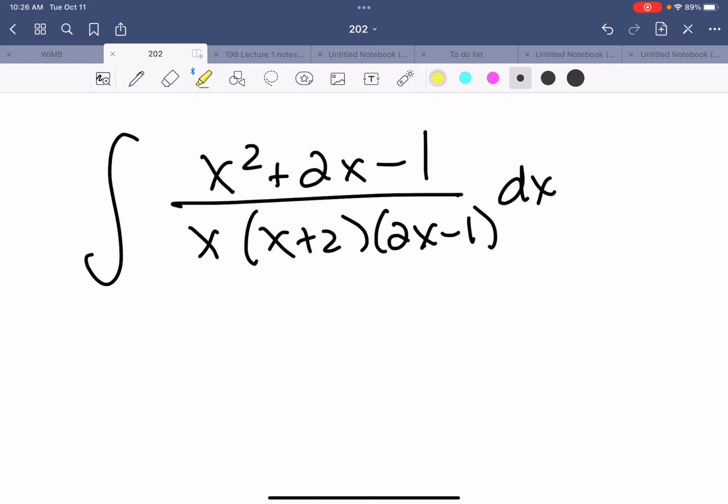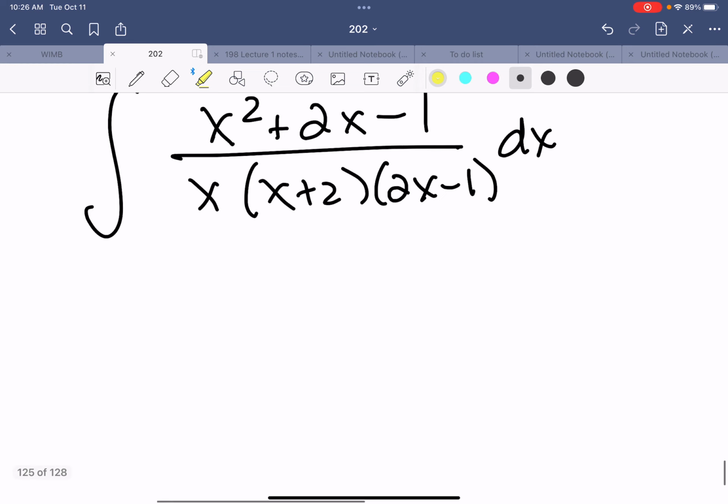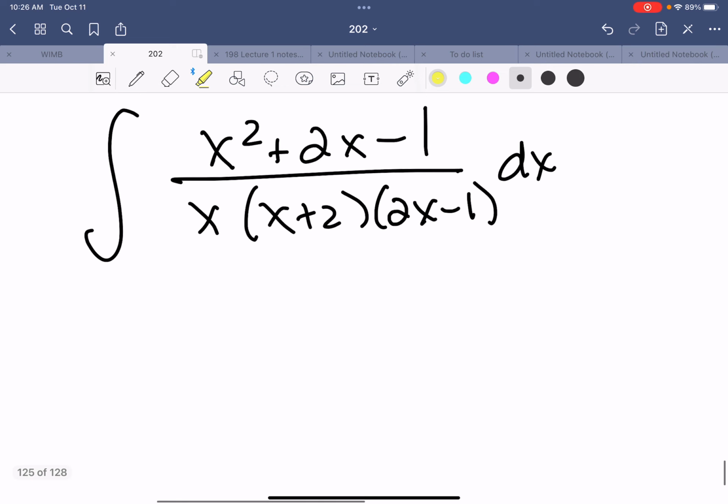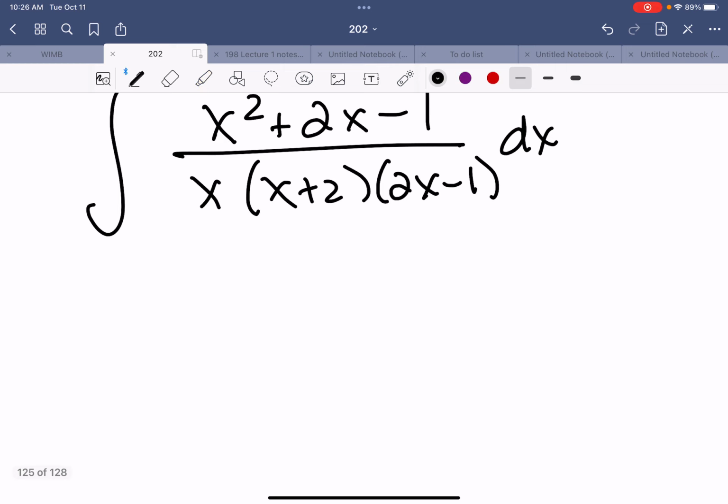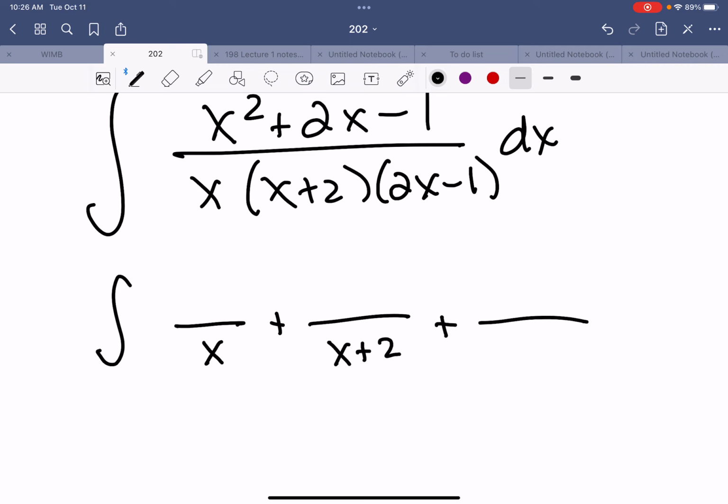Okay, now, here's the rule of thumb when it comes to partial fractions. When you decompose, you always make the numerator a generic form of a polynomial 1 degree less. Okay, so that means this is going to be equal to the integral of something over x plus something over x plus 2 plus something over 2x minus 1. Right?